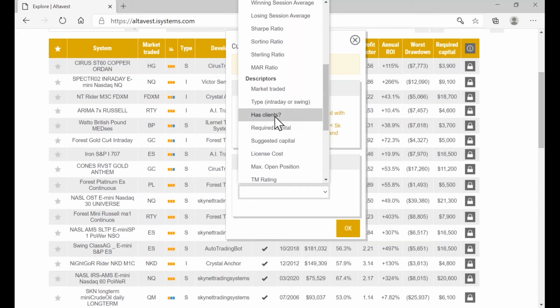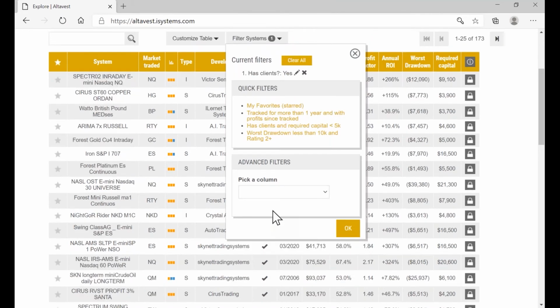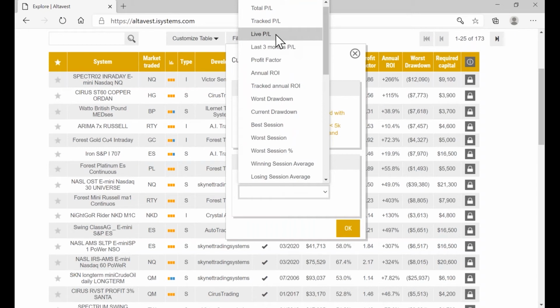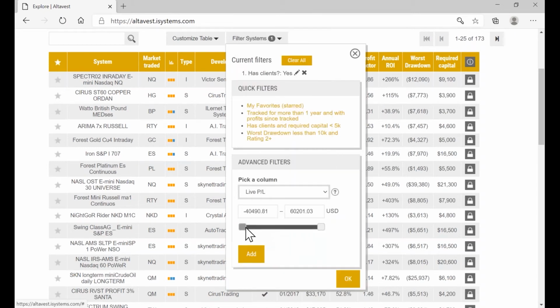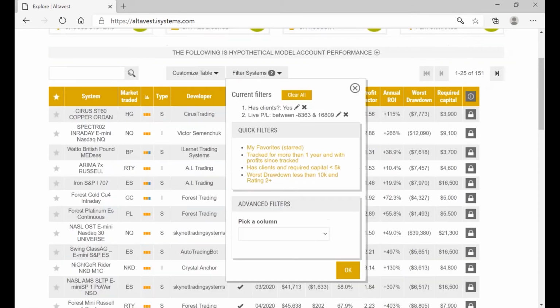Perhaps you want to filter for anything that has clients. So how about we'll add that as a system. And so now you see there's 173 to choose from. And we'll look at live, let's say live profit and loss. You can put in any number here that you wanted or use this slider. I'm not sure what result I'll end up with here, but here you've got 151 now that meet these criteria.